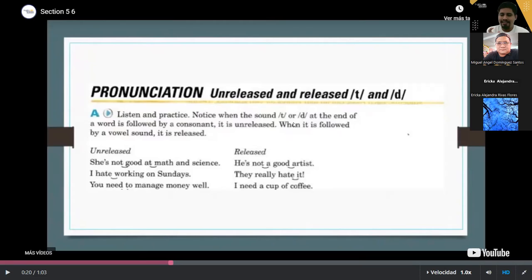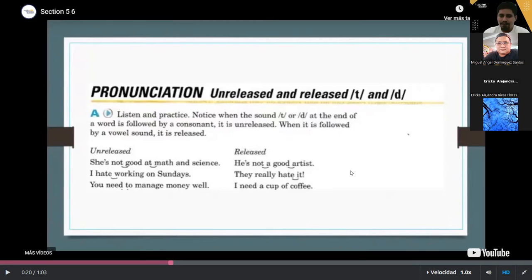We can link the sound with the vowel. He's not a good artist. They really hate it. Hate it. So we are joining in pronunciation, linking one word with another word. This happens just because we have a vowel sound at the beginning of the next word. It is different in the unreleased, because it is followed by a consonant, so it's not possible to link these words. I hate working on Sundays. I really hate it. If you listen at the end, hate it, joining both words.